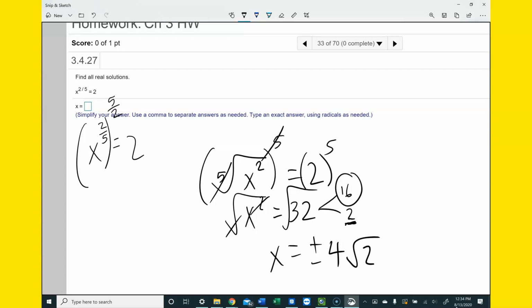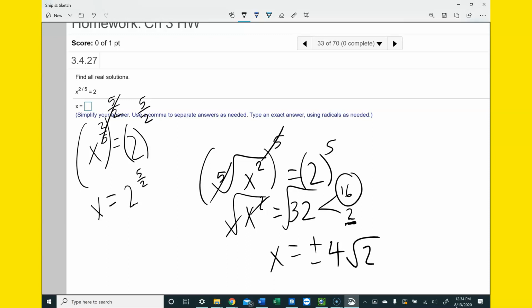So it's just going to give you x to the first, or just x. I do the same thing to the other side that I did to this side, so I raise it to the 5/2 also. So that gives me x equals 2 to the 5/2, and I just got to think about what 2 to the 5/2 is.